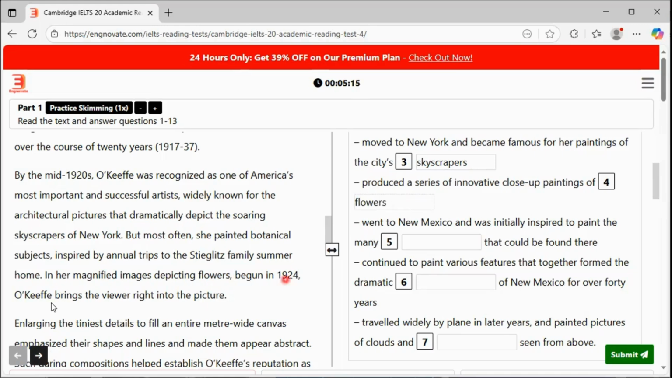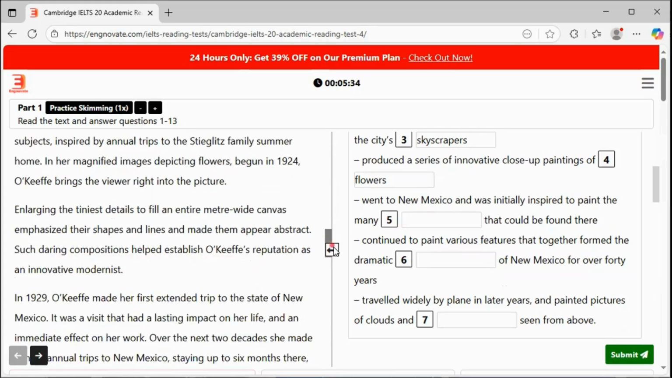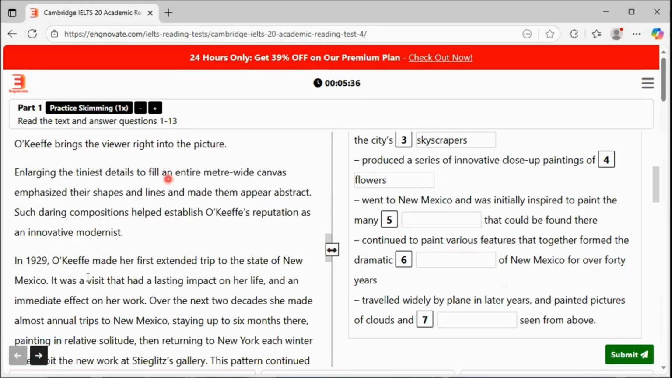Begun in 1924, O'Keeffe brings the viewer right into the picture. Yeah, close up, right into the picture. So that's going to be flowers. Went to New Mexico and was initially inspired to paint the many dash. New Mexico is a keyword for me here. Let me go and scan for New Mexico. There's nothing like New Mexico here. See New Mexico here. O'Keeffe made her first extended trip to the state of New Mexico. It was a visit that had a lasting impact on her life and an immediate effect on her work.